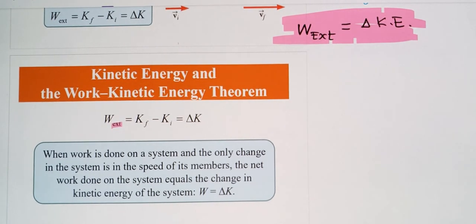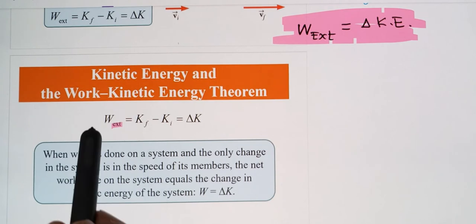Now, when work is done on a system, and the only change in the system is in the speed of its members, the net work done on the system equals, notice, on the system, not work done from the system, it's work done on the system, equals the change in kinetic energy. I will call it work external.